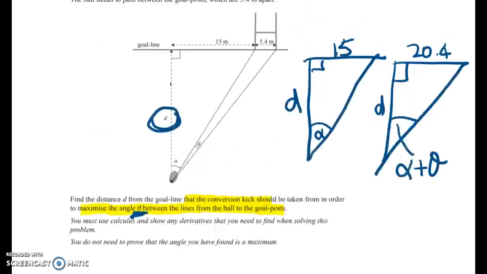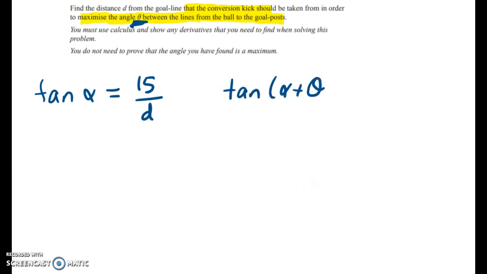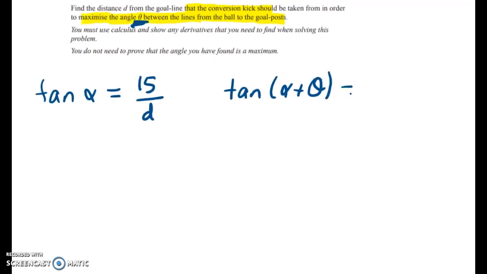So let's start by writing down two equations for tan. Sorry about the noise, I'm trying to find my paper. Right, so we can get tan alpha is equal to 15 over D. And then from the second triangle, we get tan of alpha plus theta is equal to the full width, so 20.4 metres over D.